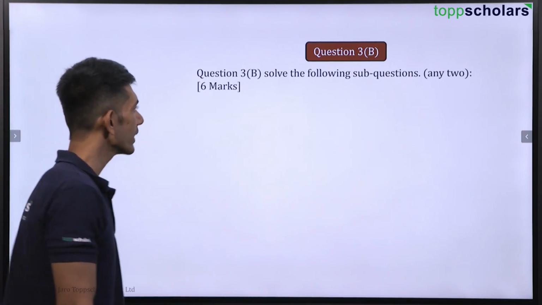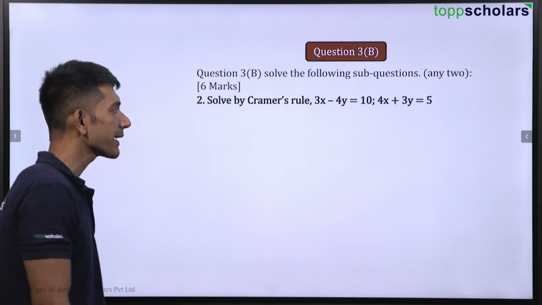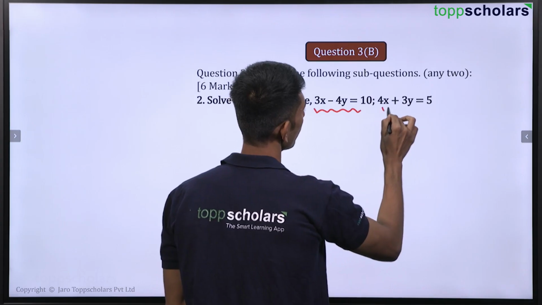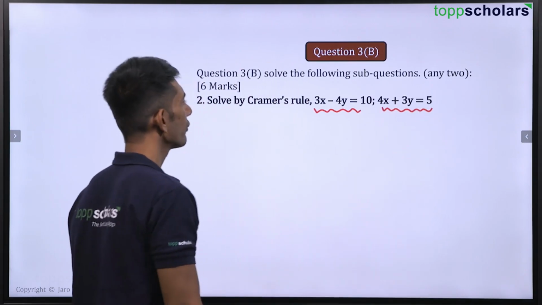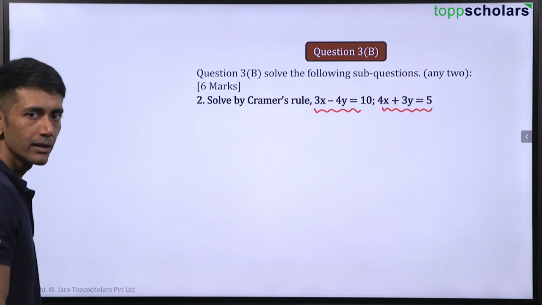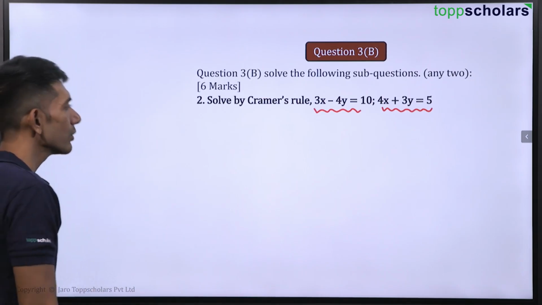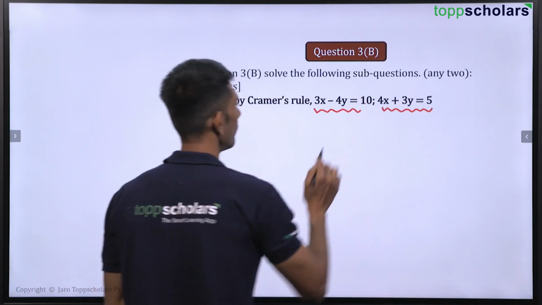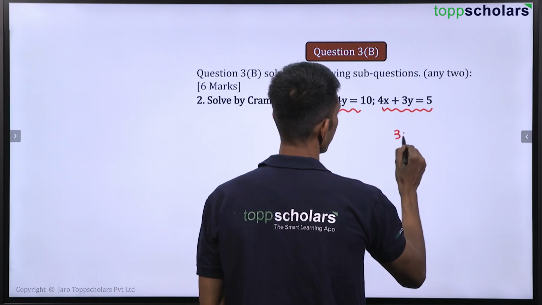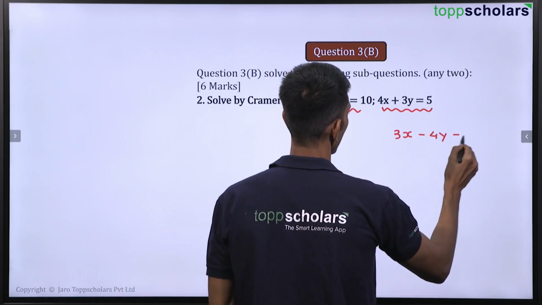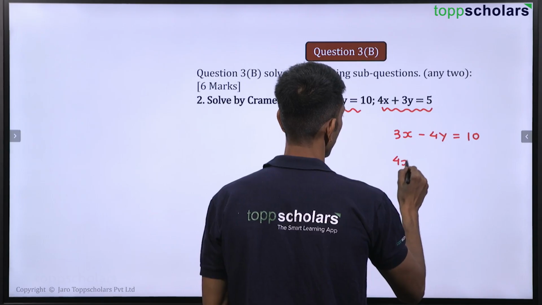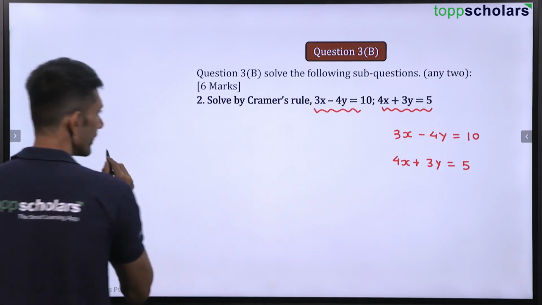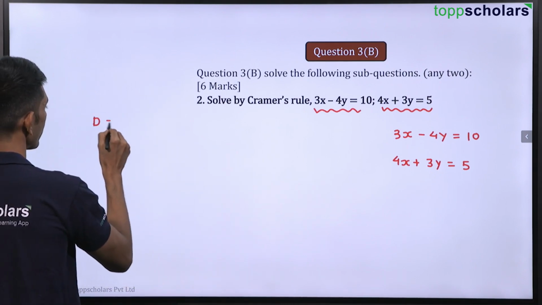Now let's have a look at a new question. It says solve by Cramer's rule 3x minus 4y is equal to 10 and 4x plus 3y is equal to 5. So now let us solve these two equations with the help of Cramer's rule. For that we have 3x minus 4y is equal to 10 and 4x plus 3y is equal to 5. So firstly we need D. So what will be D?